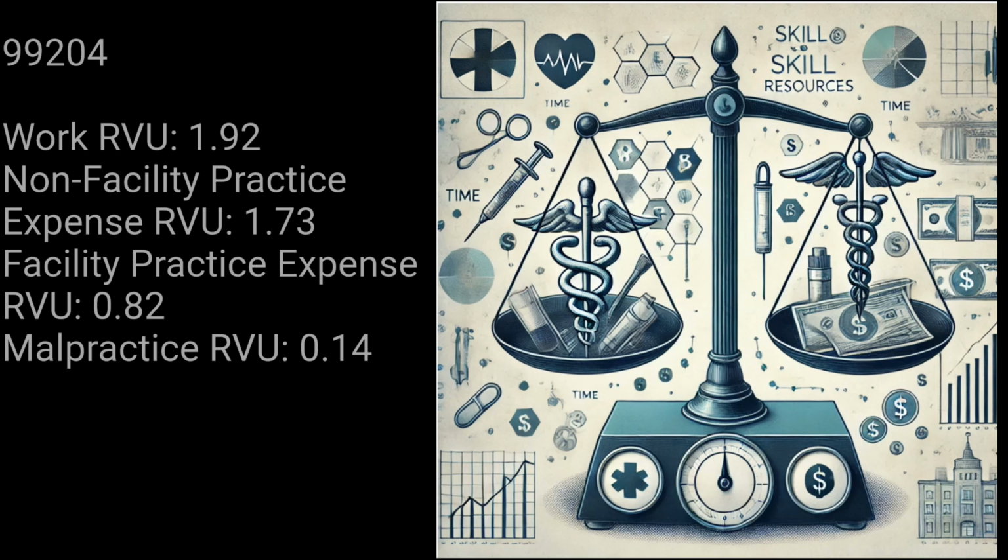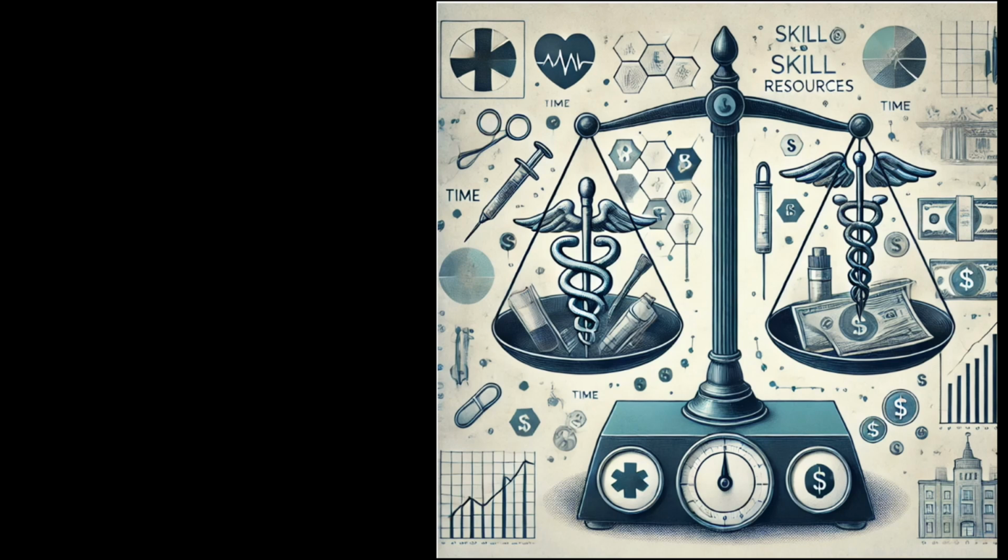These values are totaled differently depending on whether the service is provided in a facility, like a hospital, or a non-facility, like a physician's office. For example, work RVU, non-facility practice expense RVU, facility practice expense RVU, malpractice RVU, 0.14. These totals are then multiplied by a conversion factor, which is updated annually by CMS to determine the final payment amount. The detailed breakdown of these values ensures that payments are fair and reflect the actual resources used to provide the care.